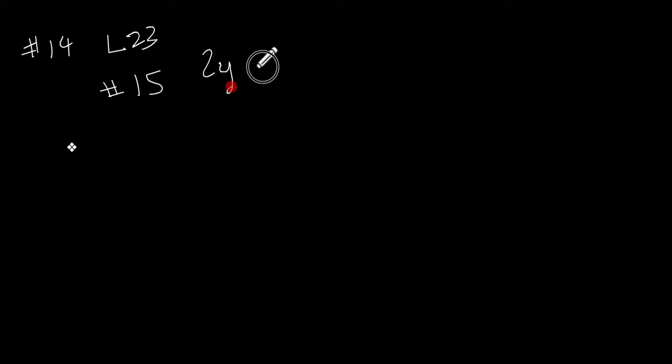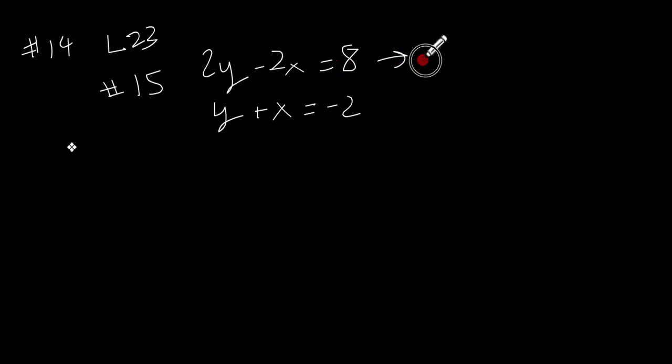All right, number 14. This is from lesson 23, number 15. All right, so you're supposed to solve by graphing. 2y minus 2x... we've been doing these since the beginning of time. y plus x equals -2. Now, I look at my equations. If every number in the equation is divisible by a number, I reduce my equation before I do anything. I can divide everything by 2, and I get y minus x equals 4.